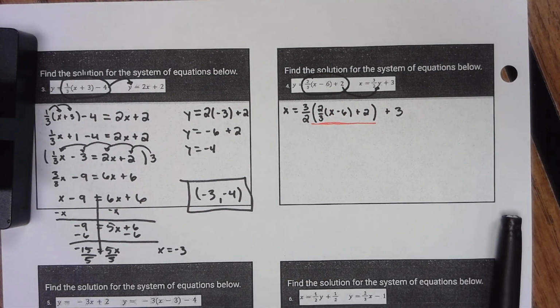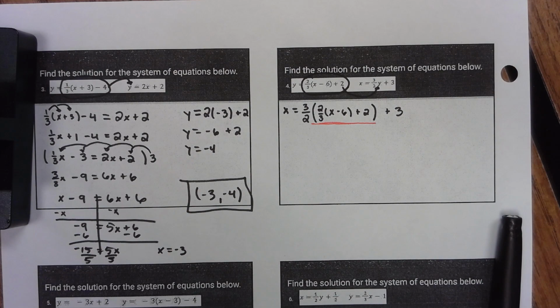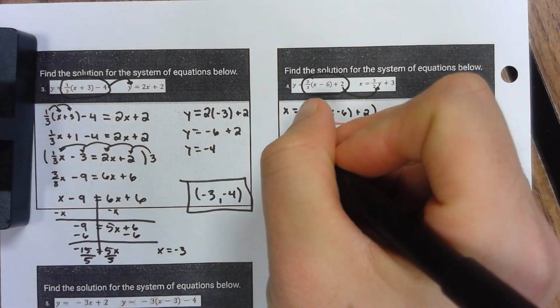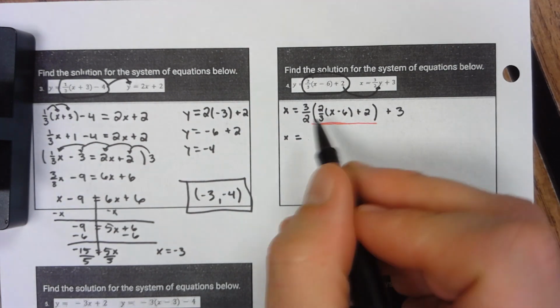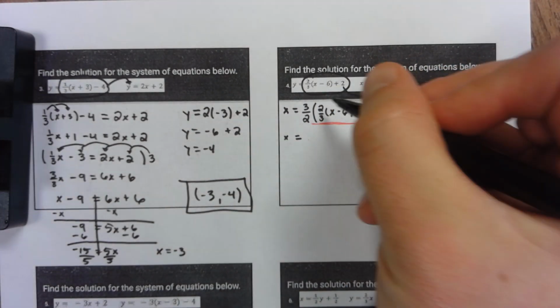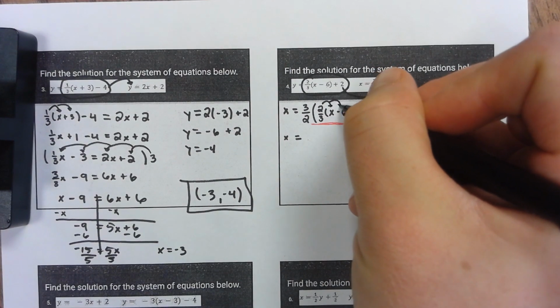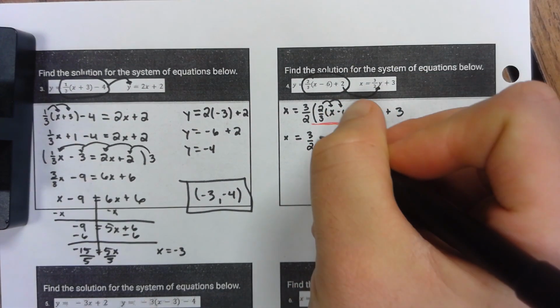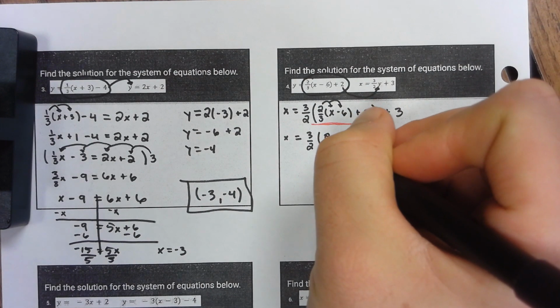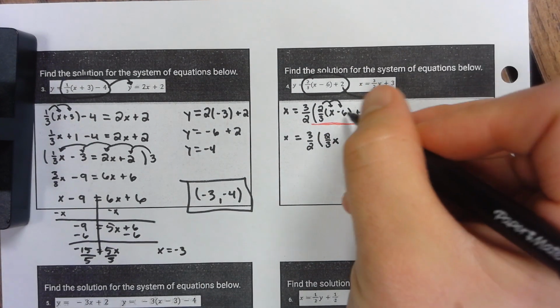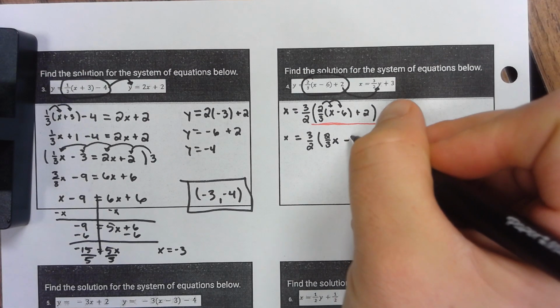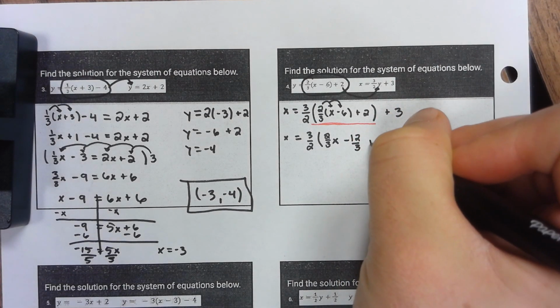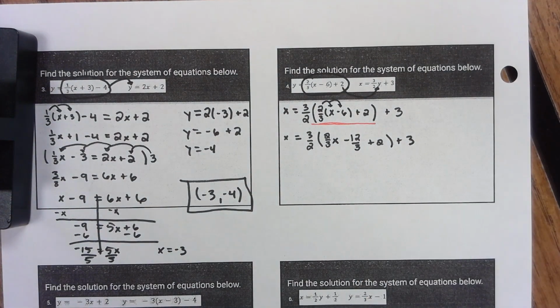And it looks messy, right? I've got a couple fractions up there. There's a lot going on. Now we're going to follow our grouping symbols, our order of operations, to try to figure out what x is going to equal. So first thing I'm going to deal with is the grouping symbols. So inside the grouping symbols, I have 2/3 that can be distributed. So I'm going to do that first. So it's 3/2 and then times 2/3 x, and that would be minus 12/3 plus 2 and plus 3.